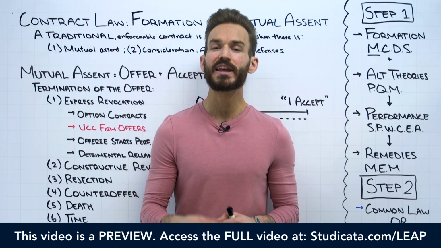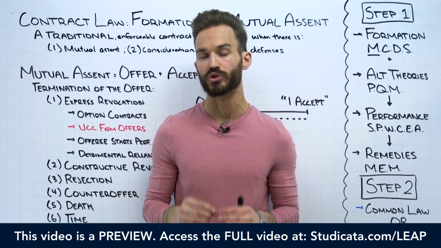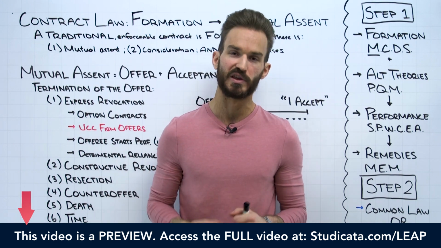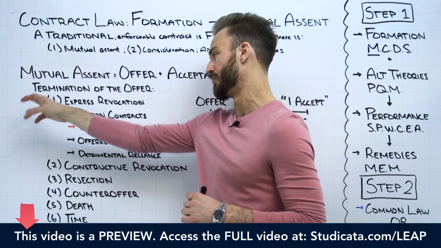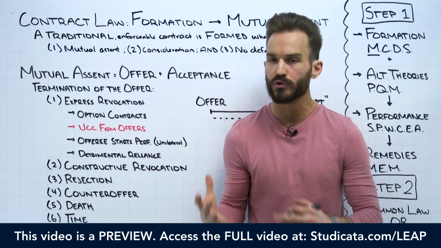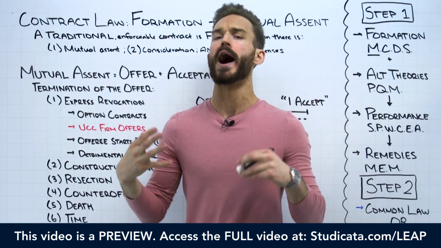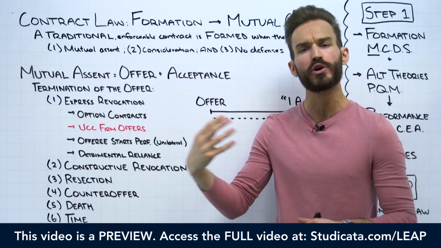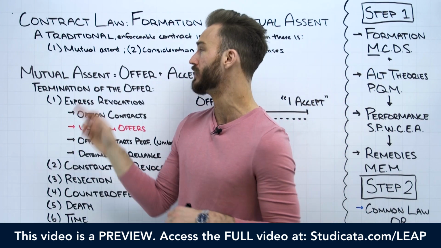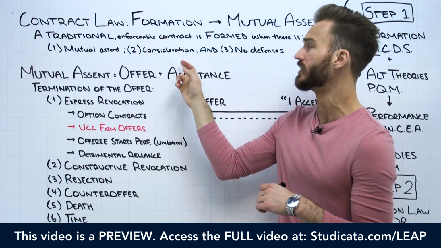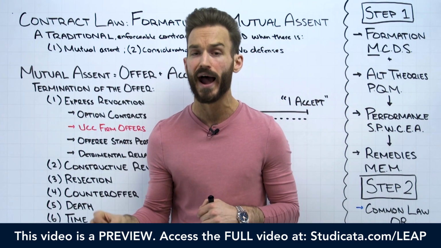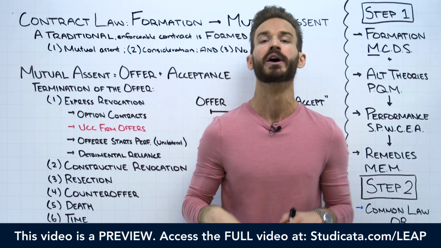In this lesson, we need to continue our discussion of mutual assent and the offer, more specifically termination of the offer. But before we jump into termination of the offer, just as a quick refresher, how do we go about forming a traditional enforceable contract? Well, remember there's three elements, right? We need mutual assent between the parties, consideration, and no defenses to formation that would invalidate the otherwise valid contract.